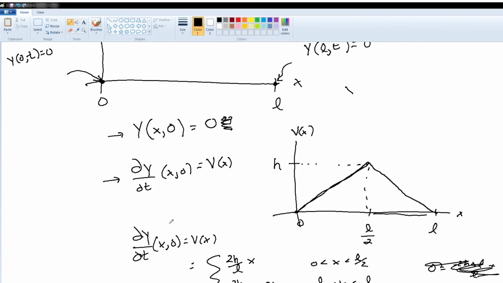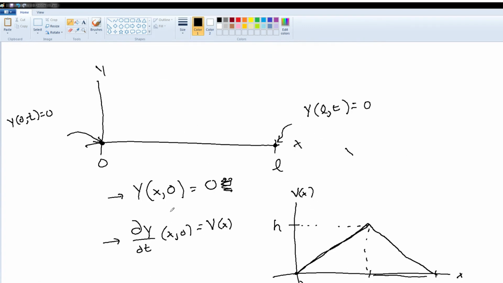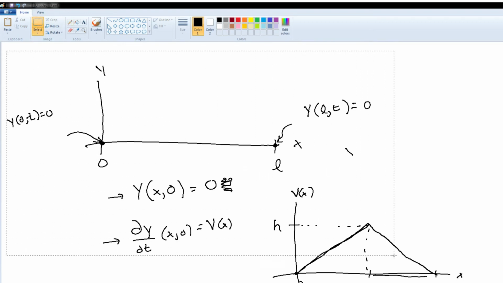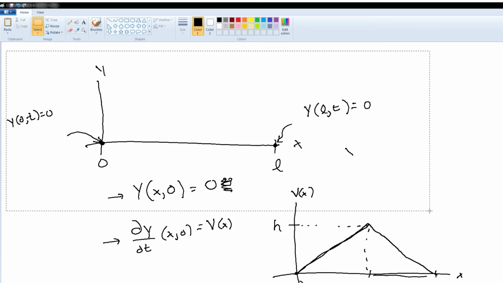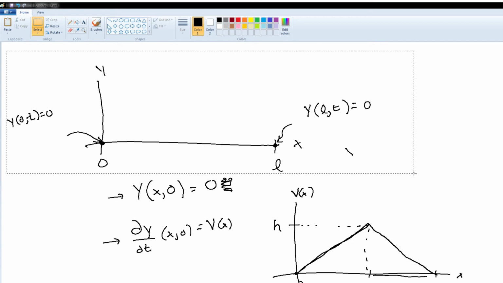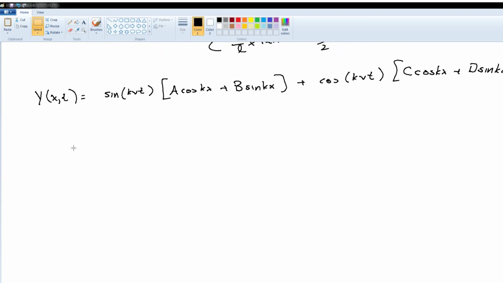So then we start using our initial and boundary conditions to figure out the coefficients, right? Let's use the left boundary.